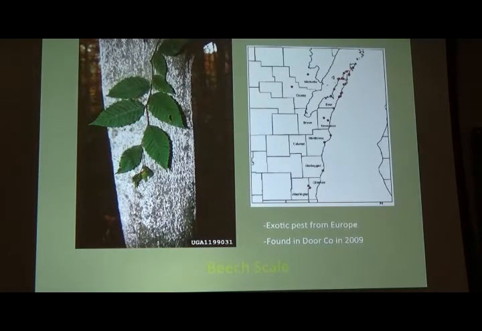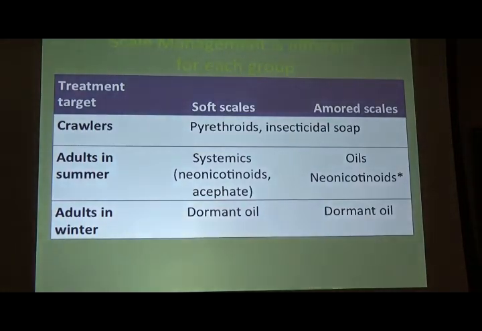We first found it back in 2009, so that would have been about 8 or 9 years ago. Now, here's what I wanted to talk about, which I was hoping to get to, for management of these various scales, whether we're talking about soft scale or we're talking about armored scale. I want to make a point of emphasis. The most vulnerable life stage is the crawler stage. And we can use insecticidal soaps.